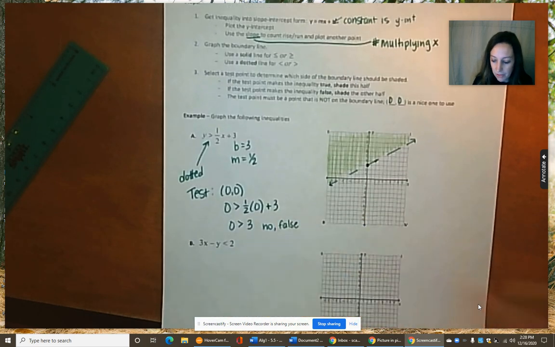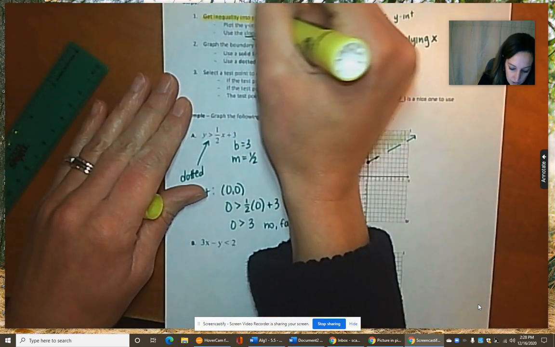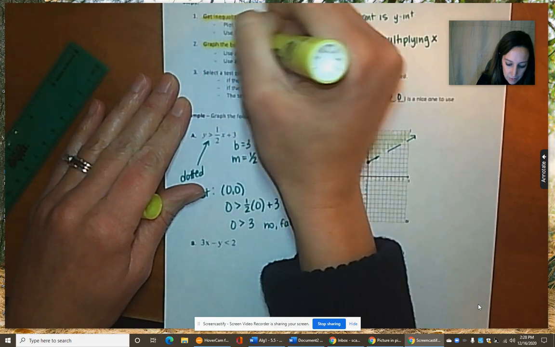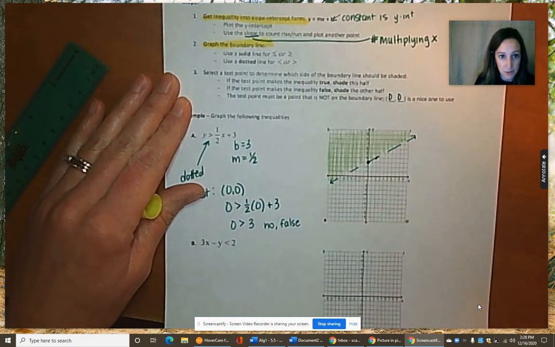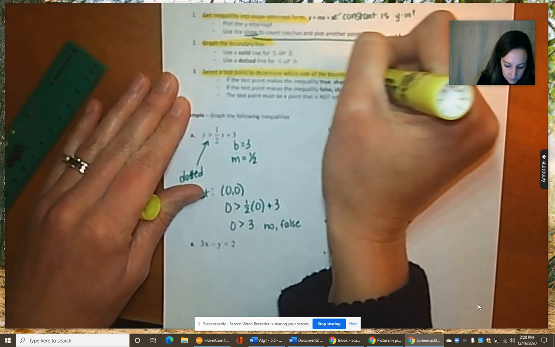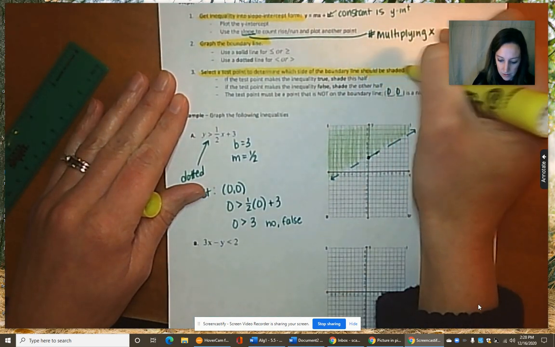Again, 3 steps to do this. You're going to get the inequality into slope-intercept form. We're going to graph the boundary line, make sure that you know the difference between dotted and solid, and then we're going to select a test point and shade.